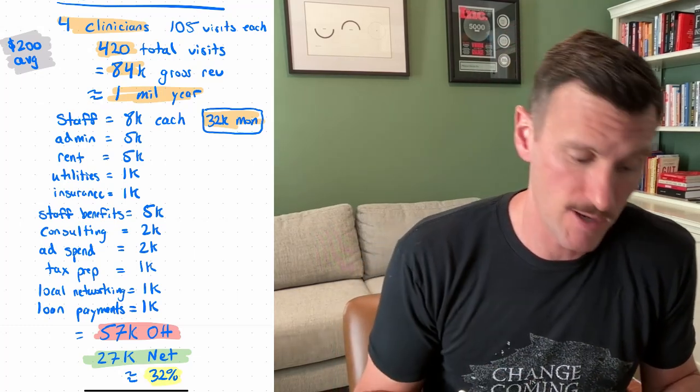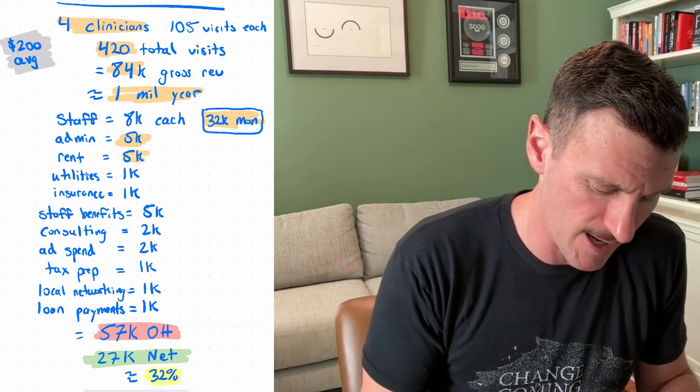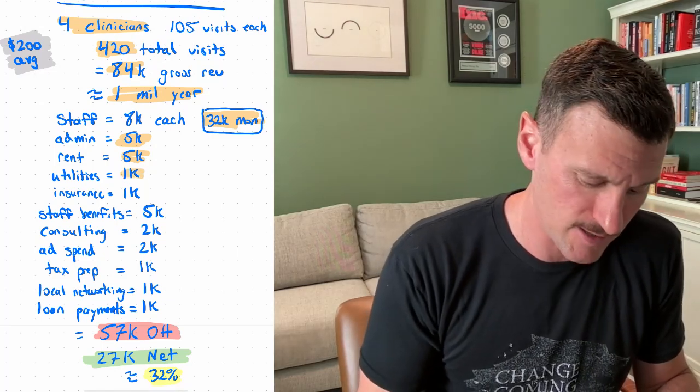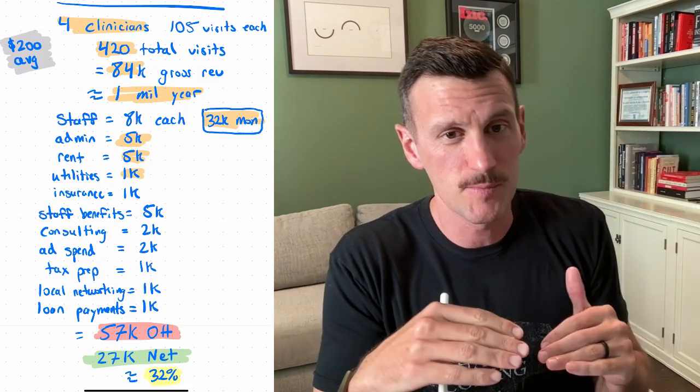So let's assume you have an admin that costs $5,000 a month. Let's say your rent is $5K. Utilities is $1,000. And by the way, I'm generalizing a lot of these. Some of these are going to be a little bit more, some are going to be a little bit less.